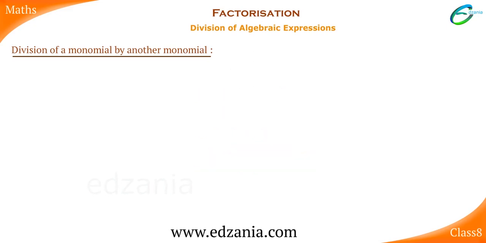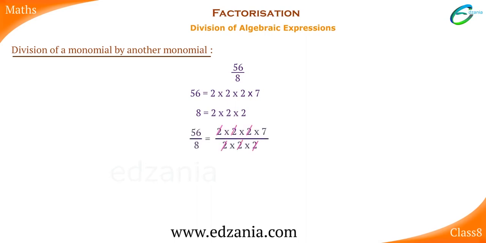We have one more easy method to divide a monomial by another monomial, which is the same as we follow to divide numbers. Let us now divide a whole number 56 by 8, where 56 is equal to 2 into 2 into 2 into 7. Notice that we have factorized 56 into its prime factors. Similarly, we factorize 8 as 2 into 2 into 2. Next, we divide 56 by 8 by cancelling the common factors of the two numbers. Hence, we get the result as 7.